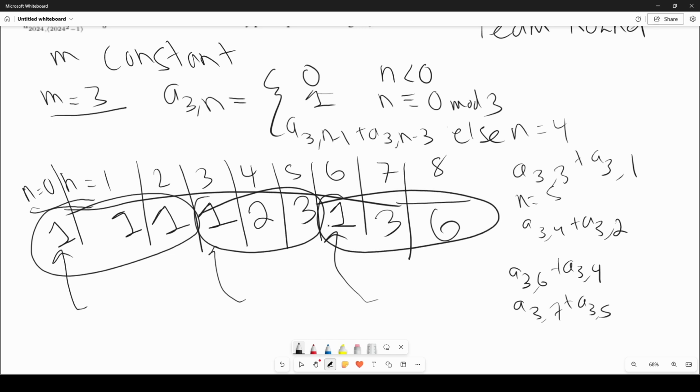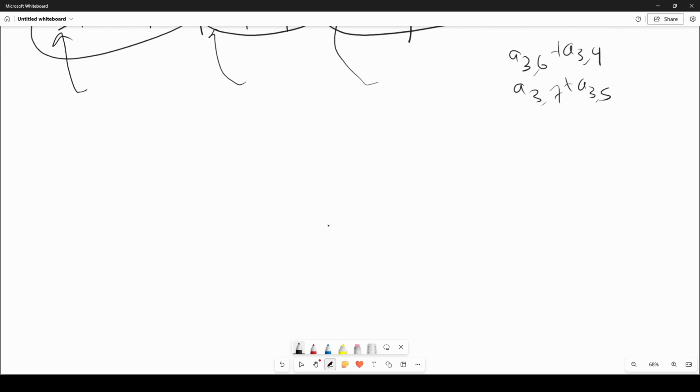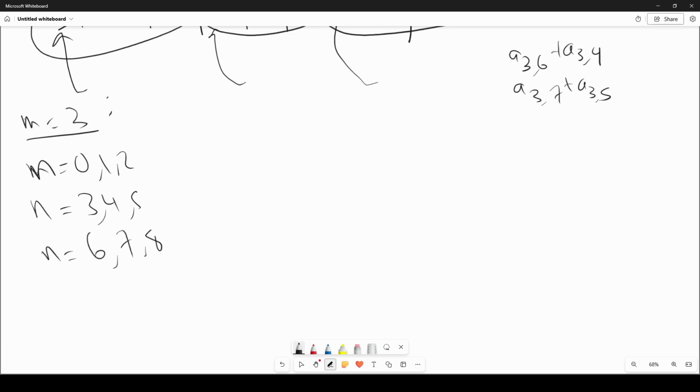Okay, let's try to draw that out and see what happens. Keep in mind, this is still m equals 3. We'll have one row that's n equals 0, 1, and 2. Then n equals 3, 4, and 5. And then n equals 6, 7, and 8.